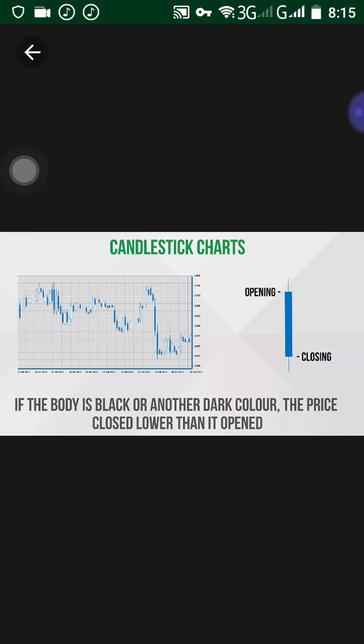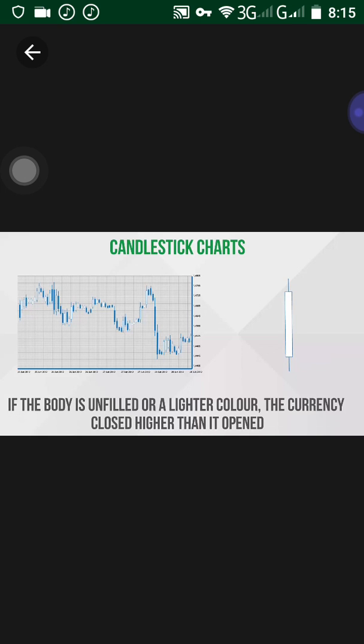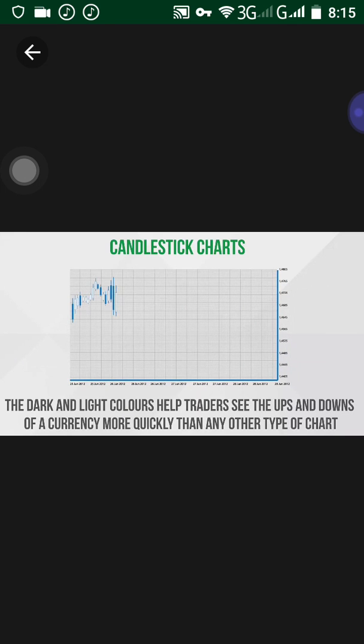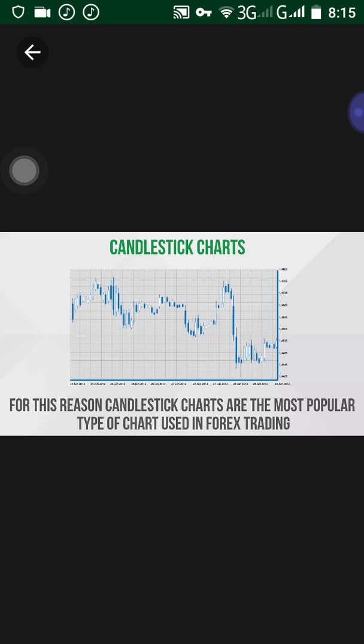If the body is black or another dark color, the price closed lower than it opened. If the body is unfilled or a lighter color, the currency closed higher than it opened. The dark and light colors help traders to see the ups and downs of a currency more quickly than any other type of chart. This is the reason that candlestick charts are the most popular type of chart used in Forex trading.